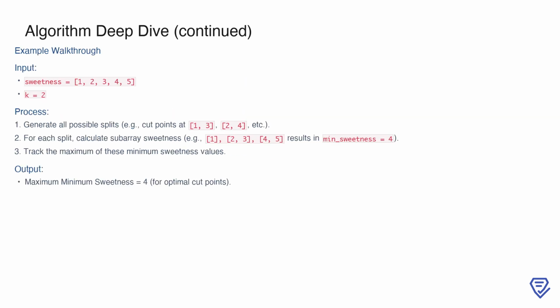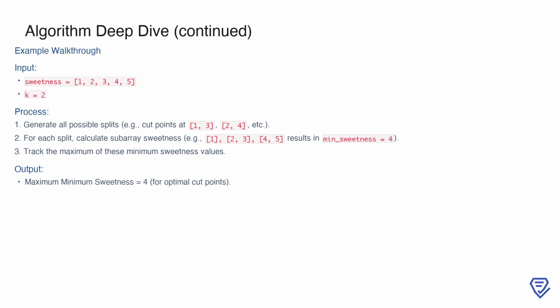Let's illustrate the process with an example. Suppose the input array is sweetness equals 1, 2, 3, 4, 5, and k equals 2. This means we need to divide the array into 3 parts. We start by generating all possible splits, such as making cuts at indices 1, 3, or 2, 4.